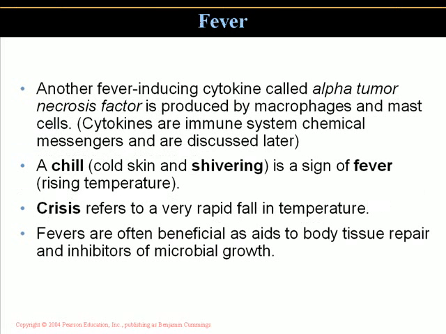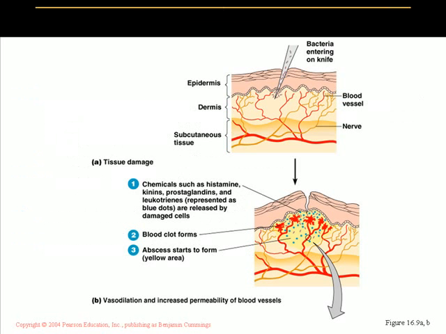Another fever-inducing cytokine is called alpha tumor necrosis factor. It's produced by macrophages and mast cells. Cytokines are immune system chemical messengers that will be discussed later on. A chill, which is cold skin or shivering, is a sign of fever and rising temperature. Crisis refers to the very rapid fall in the temperature. Fever is often beneficial and aids body tissue repair and inhibits microbial growth.